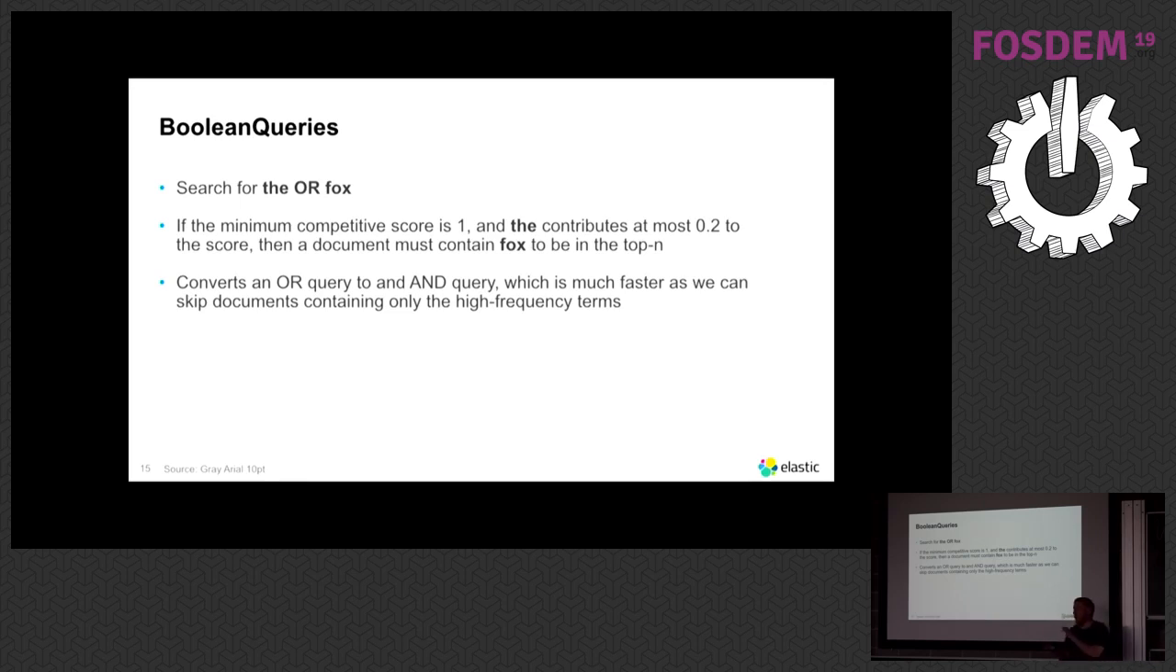Which means that instead of having a disjunction, we can convert it into a conjunction and say, right, okay, we're going to go through and we need to find documents that contain both of them. And conjunctions are much faster than disjunctions because you can skip. You can advance, you can avoid collecting all these documents using the skip list structures that Uwe discussed earlier.